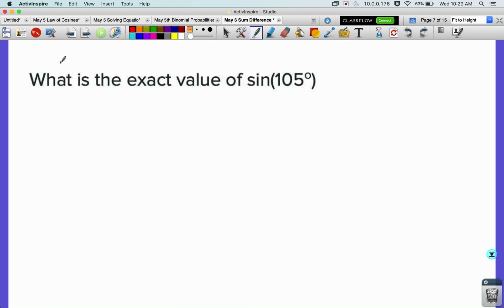Okay, so here's the kind of problem that this can help us solve. What is the exact value of the sine of 105 degrees? So this is not one of our special triangles. We can't use a special triangle to get an exact value here, but we can split that 105 into two angles that we do know, or two angles that do relate to special right triangles. You can split it into a 45 and a 60. I'll say these are two angles on the unit circle.